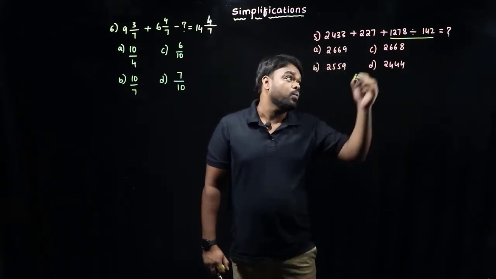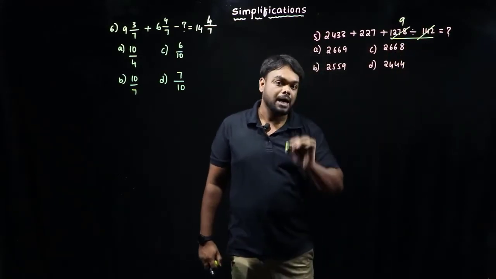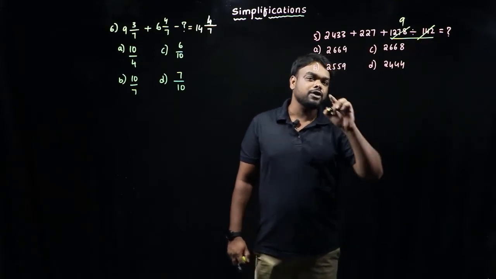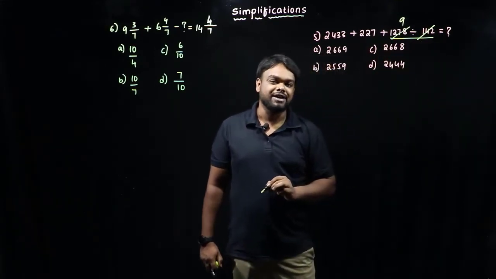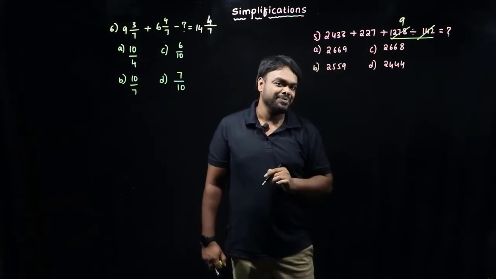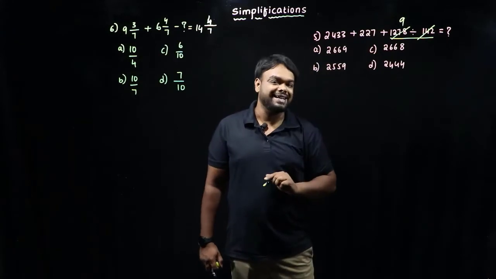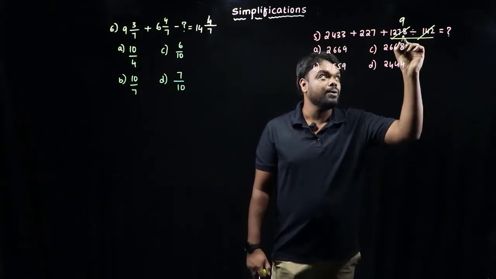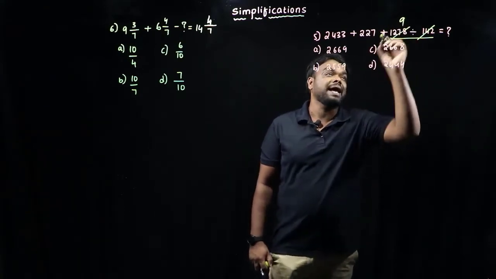Now, I really don't know 142 into which number, but I will blindly tell you the answer is 9 here. How did I do that? Simple. 142 into 10 is 1420, which is more than 1278. That is slightly more, so it means 142 into slightly less than 10. Now check: 2 into which number should give you 8 here? 2 into 9. So that's why I have blindly taken 9.